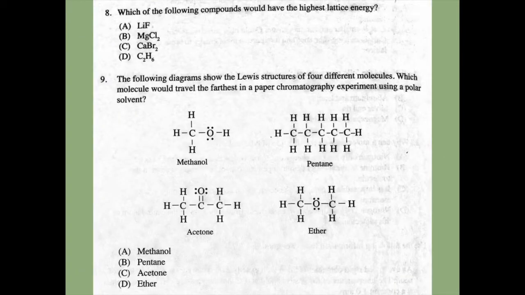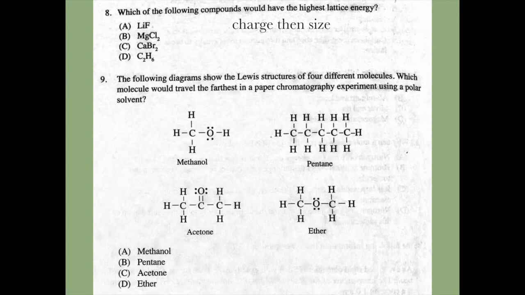For 8, it says which of the following compounds would have the highest lattice energy. So now, because all of these compounds are ionic compounds, I can look at charge, and then I can look at size. Okay? So remember, the greater the charge of your ions, the stronger the lattice energy is. Then, if you're looking at ions that all have the same charge, then you can look at the size. And the smaller the size of the ion, then the stronger the lattice energy is going to be. So I can automatically eliminate A, LiF.